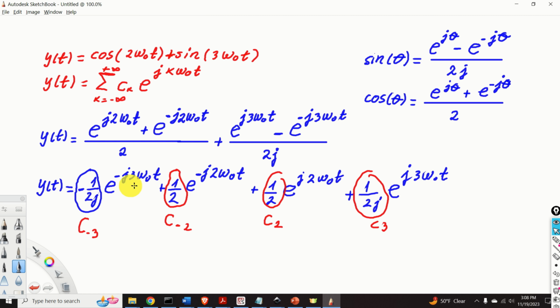And we precisely wrote this function in this form. That represents the Fourier series expansion. And that's it. All other coefficients are equal to 0.